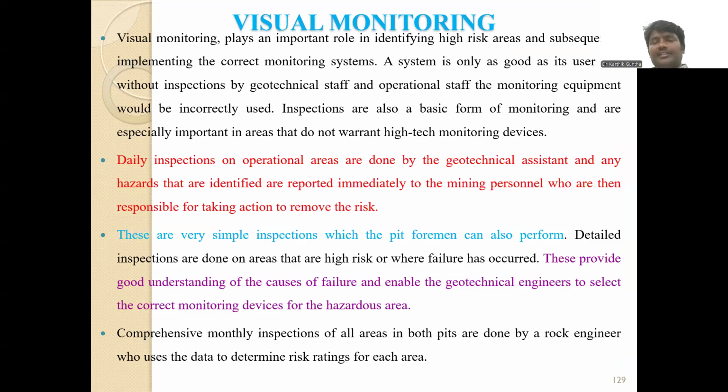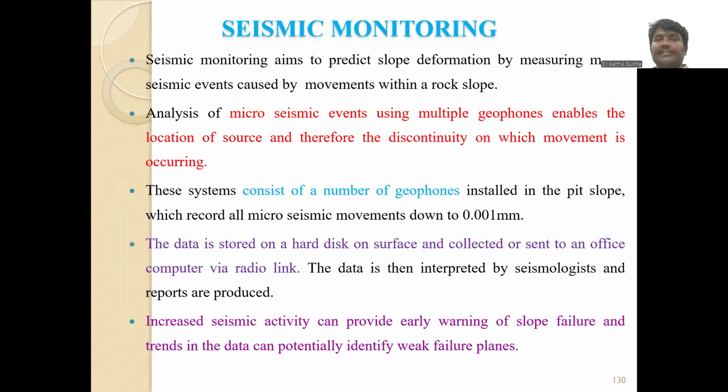Visual monitoring is a very age-old technology where there is no instrument. People used to do the strata monitoring using a visual monitoring technique.